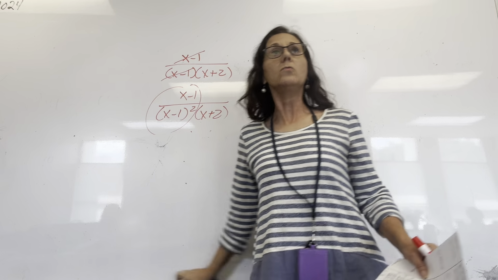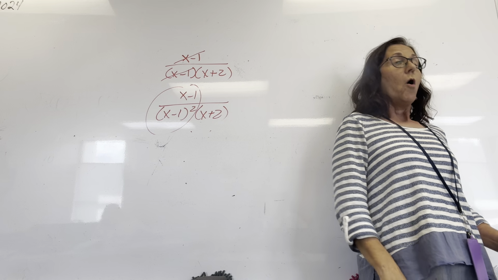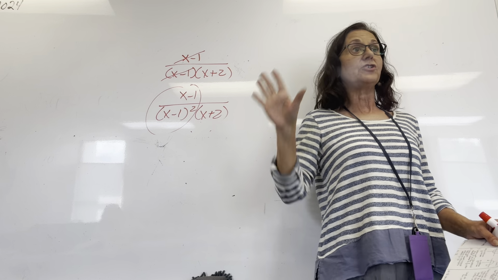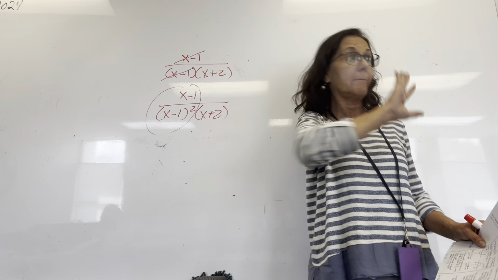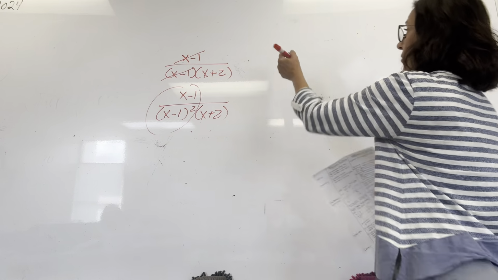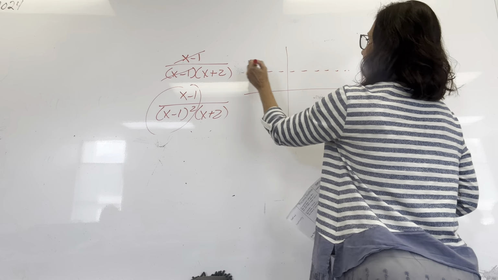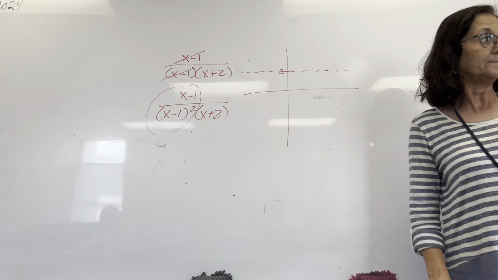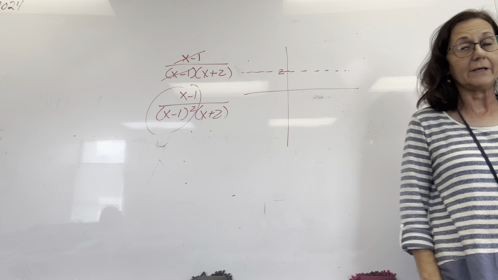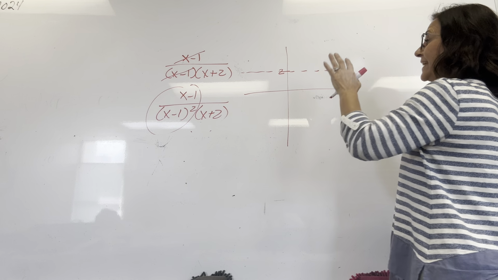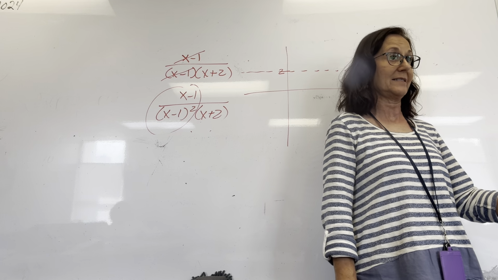Where holes and vertical asymptotes have to do with zeros, horizontal asymptotes have to do with the degrees of the functions in the numerator and denominator. So it's completely different. A horizontal asymptote may look like this. We'll just say that is at 2. And typically, the graph can cross horizontal asymptotes.